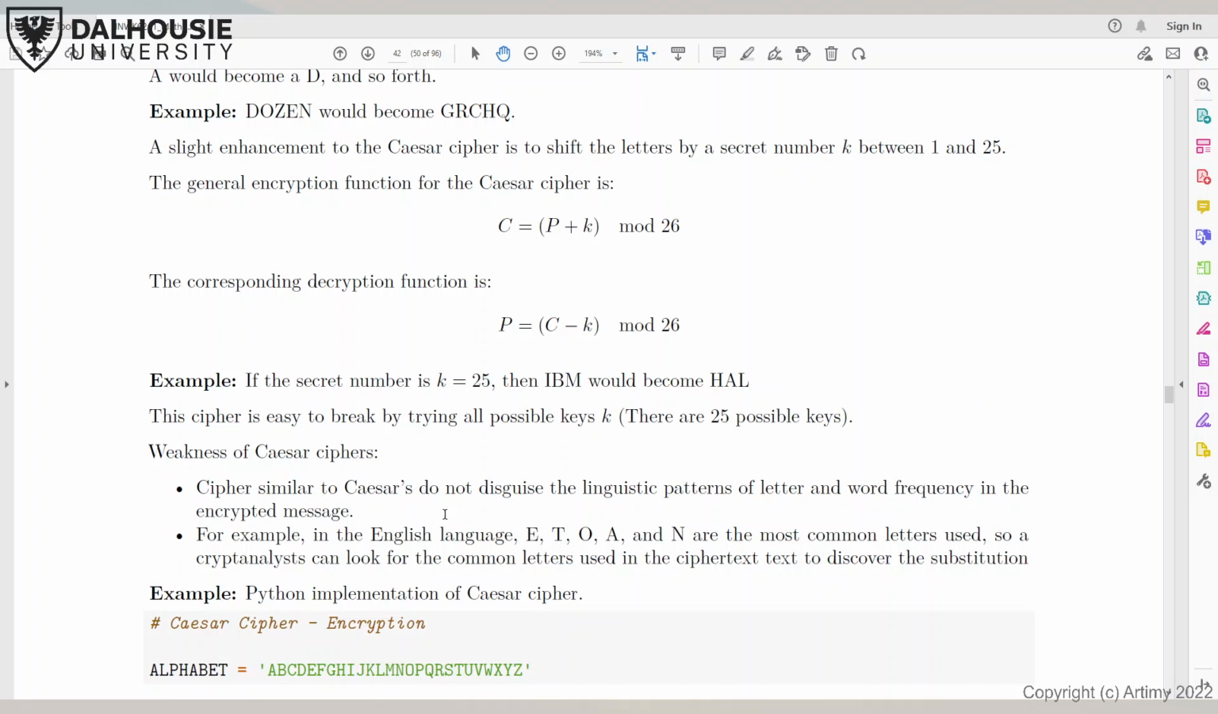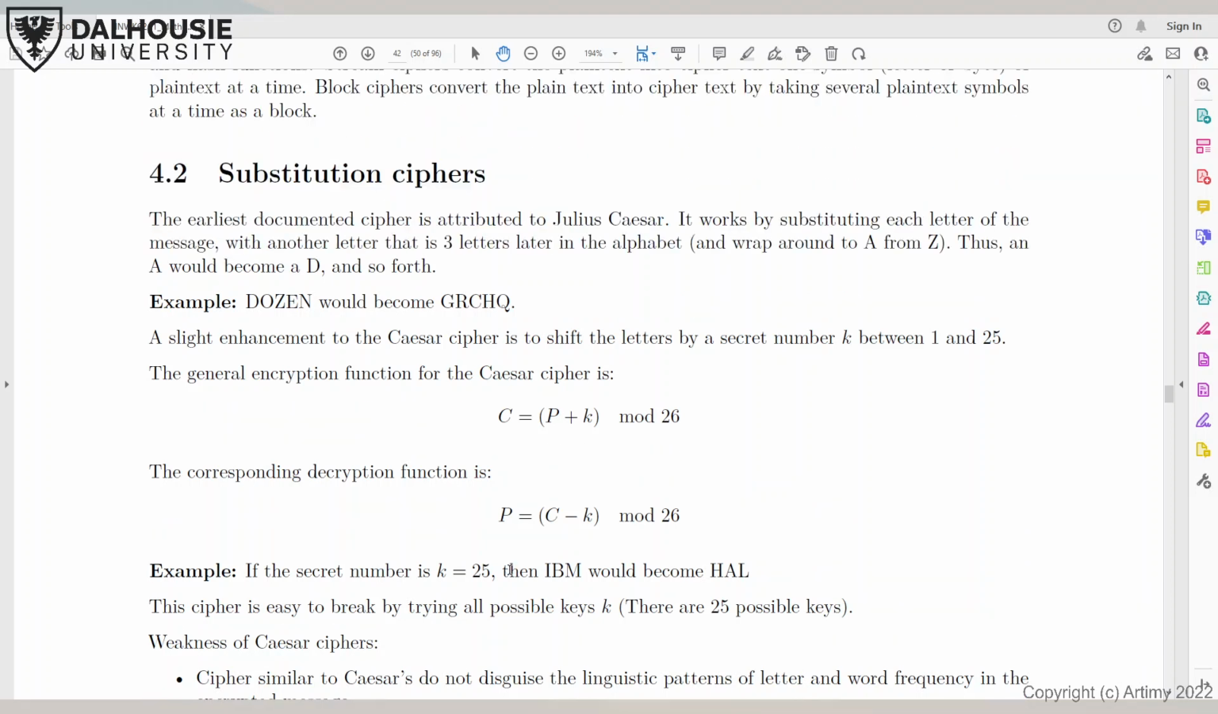So we can shift by 1, which means A becomes B, B becomes C, and so on. Or we can shift by a large number. If I shift by 25, then A becomes Z, right? B becomes A, and so on. It rotates. So that's one observation. The other observation is that I am substituting one character with another character, or one letter with another letter. So we will call Caesar cipher an example of substitution ciphers. Substitution ciphers change one letter with another letter.